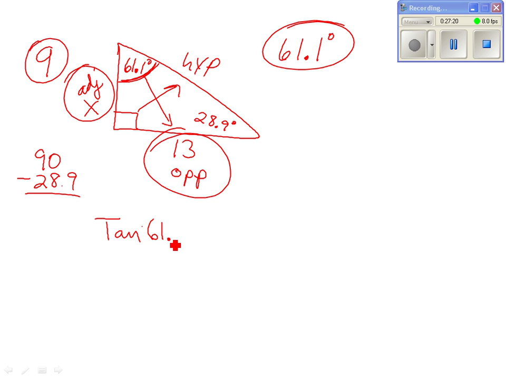The angle, 61.1, right? Always the trig ratio, then the angle, equals what over what this time? 16 over X. Put a 1 under this. Somebody help me out and tell me what is the tangent of 61.1? 1.8114.